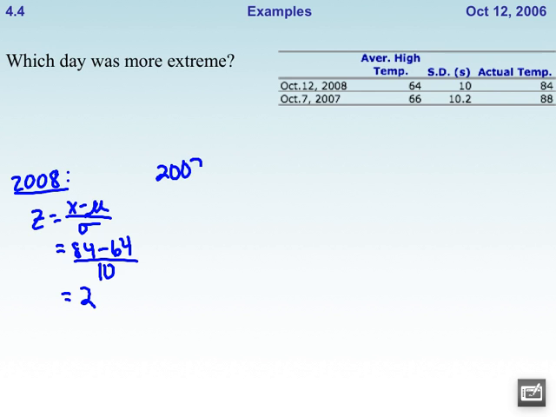So then we look at 2007 and calculate a z-score again. I already wrote down the formula, so I'm not going to write it down again. But we're going to do the 88 degrees, subtract 66, which is the mean, divide by the standard deviation, which is 10.2. You get 2.16. So this day in 2007 was 2.16 standard deviations above the mean, above what would have been expected. So which day was more extreme? October 7th.